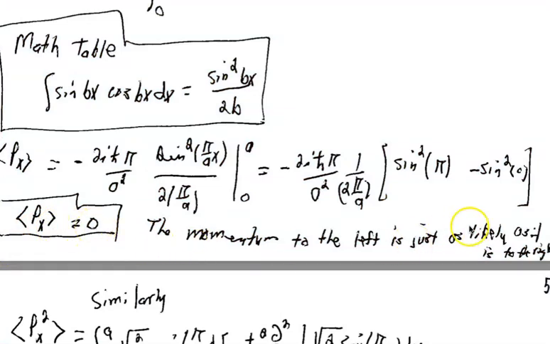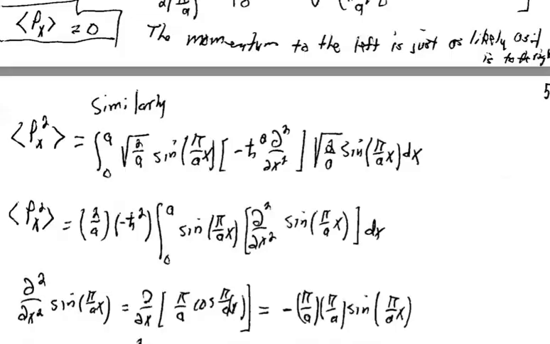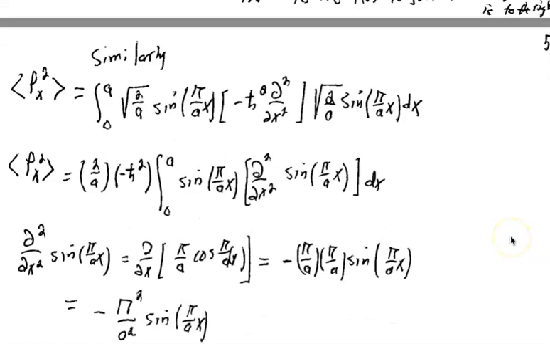The momentum of a particle moving to the left is just as likely as one moving to the right. So therefore, I expect that the momentum would be 0 for this problem, that the expectation value of the momentum would be 0. I go and calculate the uncertainty in p sub x. I put it in here, turn the crank, and I get it.